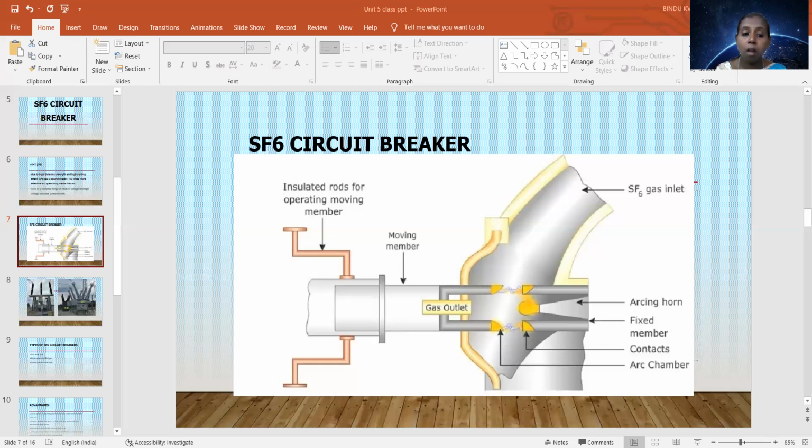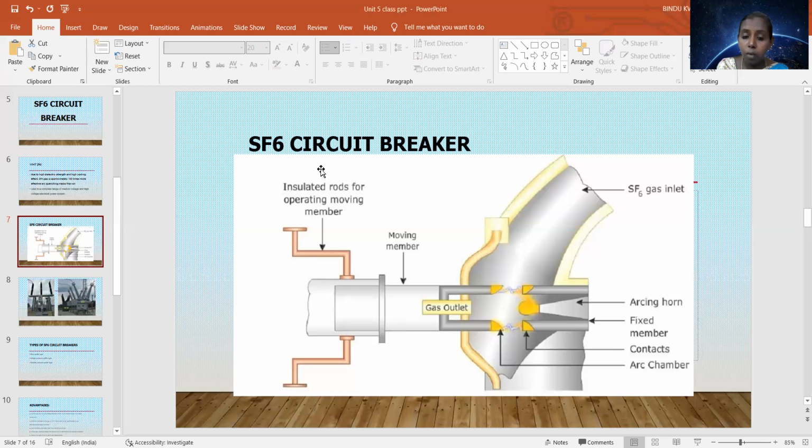When the contacts of the circuit breaker are open, the valve mechanism will permit the high pressure SF6 gas from the reservoir into the arc interruption chamber. Here you can see the SF6 gas inlet.